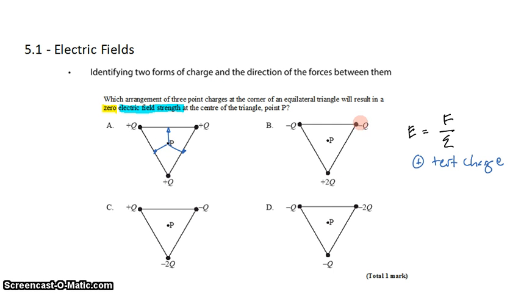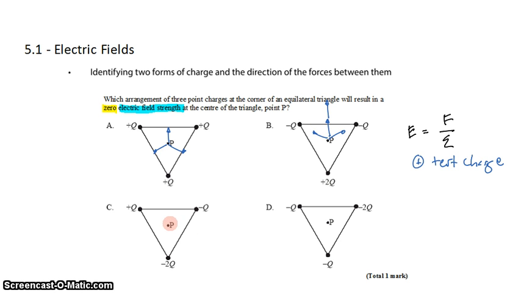For example, in this triangle, we have a negative charge attracting our positive test charge, pulling it in, negative charge, pulling it in, and plus 2q, pushing it out with twice the force of the other two. So this is clearly imbalanced upwards.